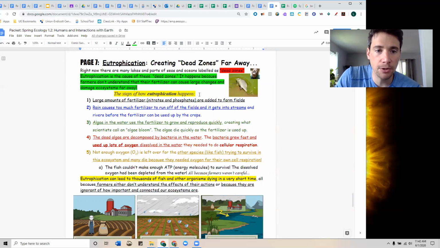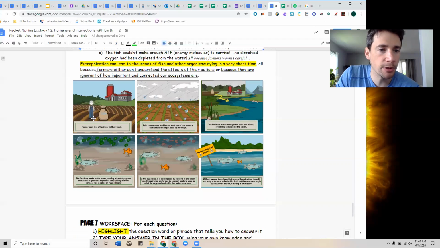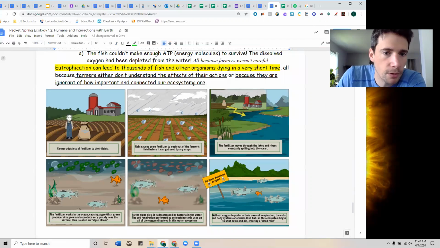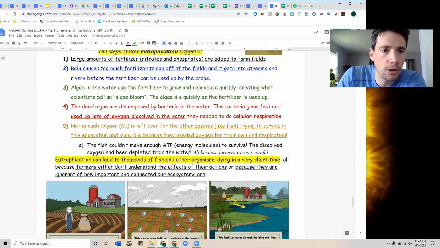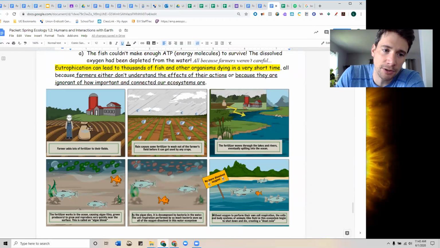So here's the steps of how eutrophication happens. And I colored them so that way you'd be able to see the difference between each of them. So a farmer, here's my farmer here. I made this. Let's zoom in a little bit. Okay. So large amounts of fertilizer. There's nitrates and phosphates in case you wanted to know what's in fertilizer. Large amounts of fertilizer are added to farm fields. So the farmer adds lots of fertilizer. Look at that big bag of fertilizer.